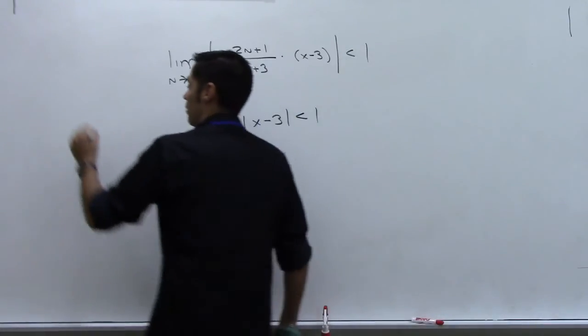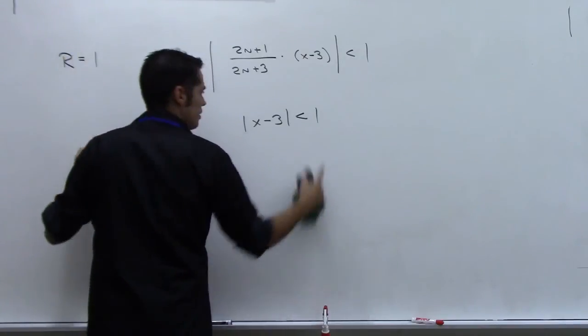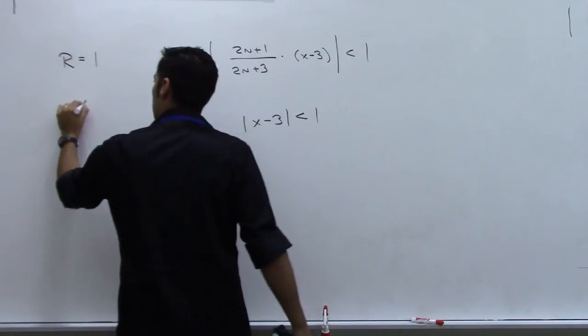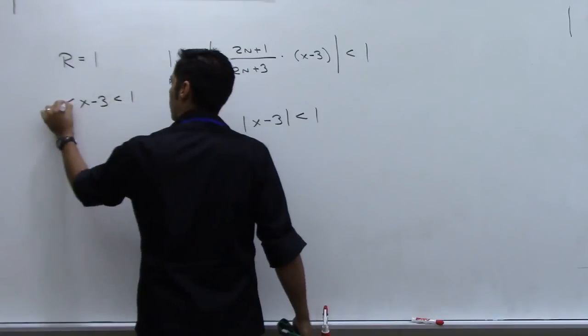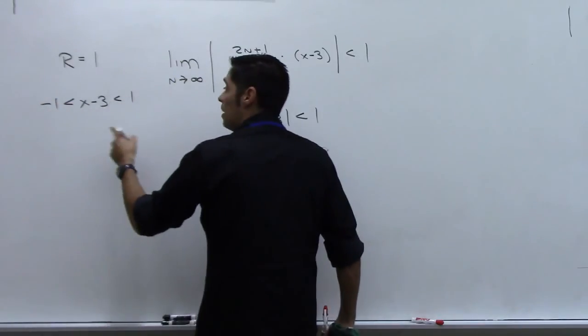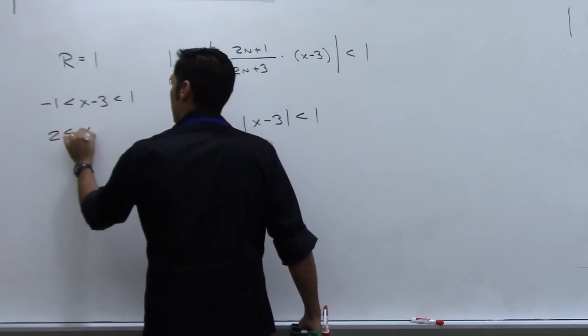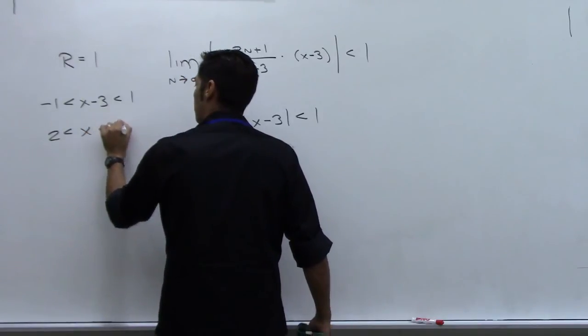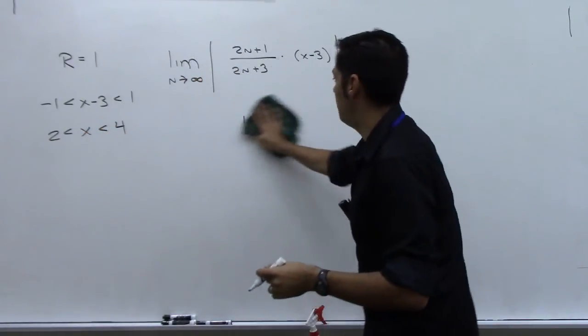So I've got my radius of convergence right now. It's 1. And then when I do the inequality, x minus 3 is less than 1, greater than negative 1. I add 3 to everything, so I get 2 less than x less than 4. So I've got to check those endpoints.